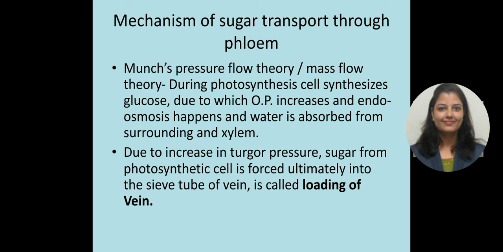Then next is the mechanism of sugar transport through the phloem. There are several mechanisms or theories like diffusion, activated diffusion, protoplasmic streaming, electroosmosis and pressure flow. Many theories are there for the transport of sugar through the phloem. But the most important is the Munch pressure flow theory, also known as the mass flow theory. During the process of photosynthesis, the cell synthesizes glucose food.